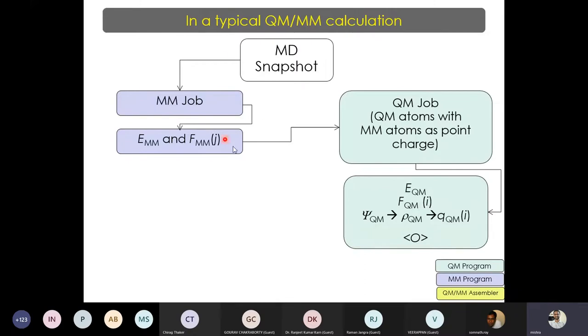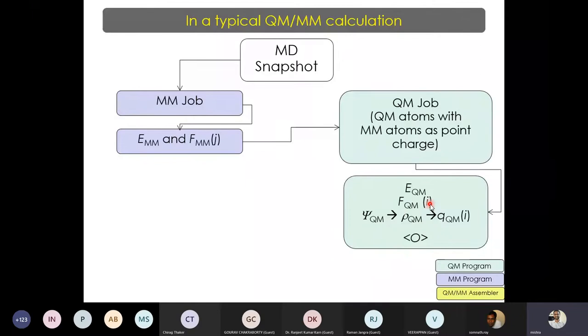Now the next step, although they're not linked separately, is that you are doing a QM job on the QM region with your MM atoms as point charges. So you have a small QM region which is being explicitly treated, but all other MM atoms are present in your Hamiltonian as point charges, and you do that QM job. When you do that QM job, you essentially get a quantum mechanical energy. Once you have this potential energy, you can also generate the forces on each of these QM atoms.